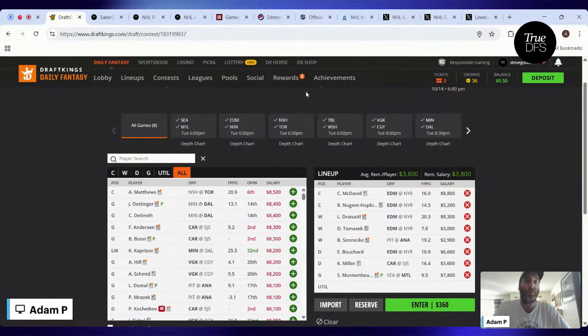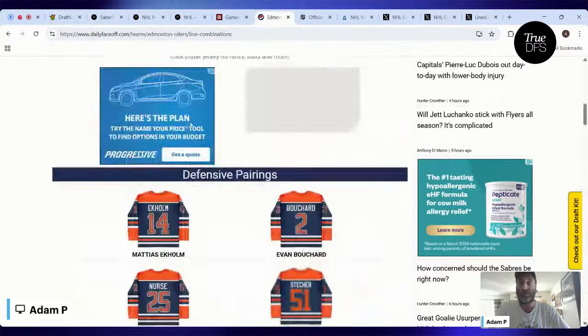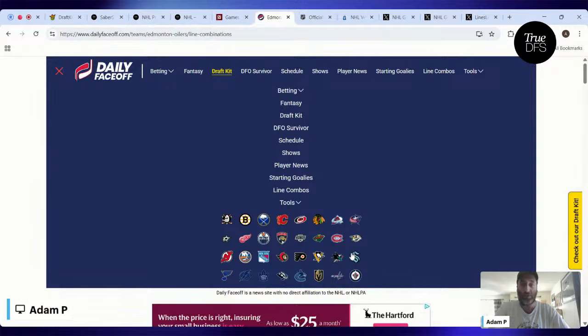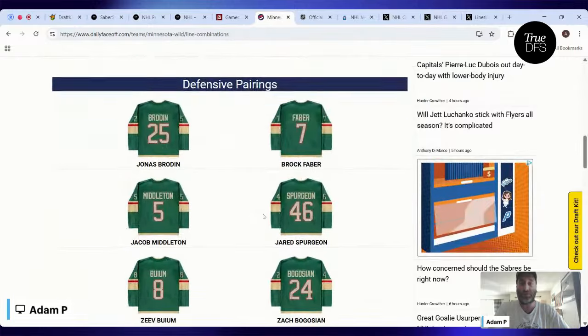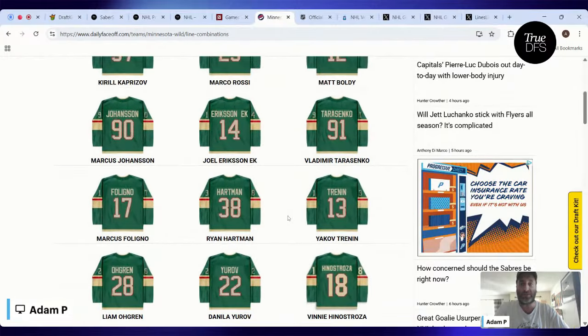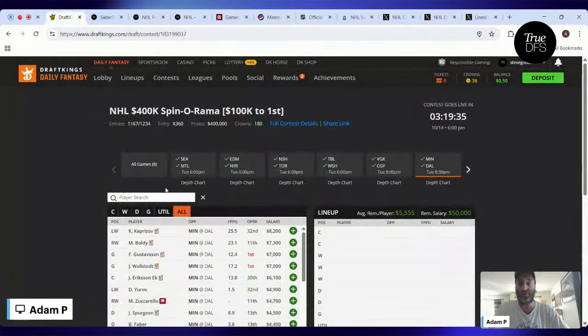Minnesota has upside with the top 6. Let's see what you could do with Minnesota. Let's take a look at the top 6, and the power play has Zeev Boehm at really cheap. Let's see what you do with the power play. Tarasenko's in the top 6, right? He's got to be, yeah. Tarasenko, Jeek, Boldy, Boehm, Kaprizov.